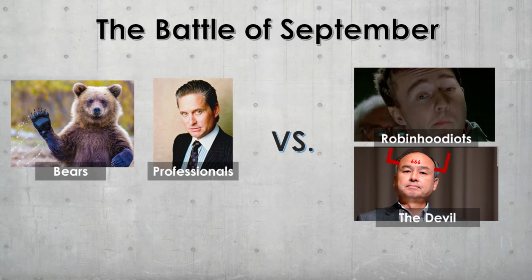On the other side of the aisle, you have the Robin Hoodiots and their new ally, as we discovered last week, their sugar daddy, the king of all Robin Hoodiots in the world, Masayoshi Son, aka the devil. We will look at the interest and the psychology of each of these players and how they can shape the market. The psychology of the bears is that they've been looking for revenge for a long time.